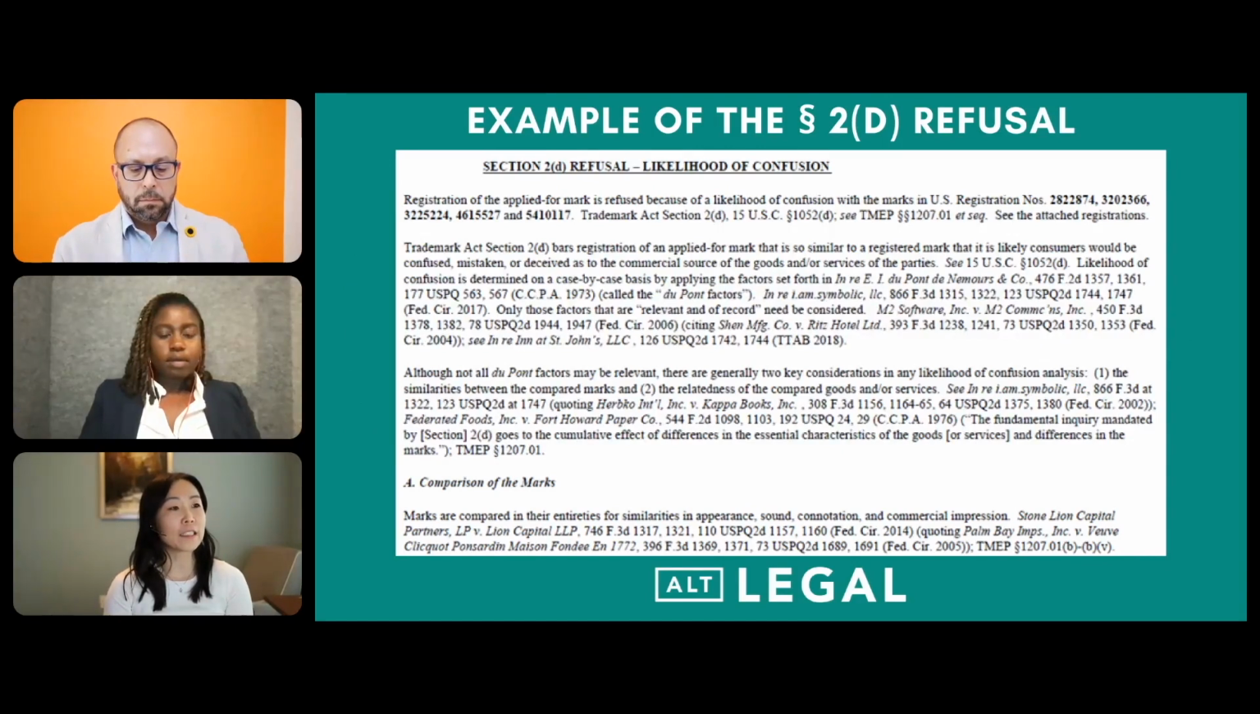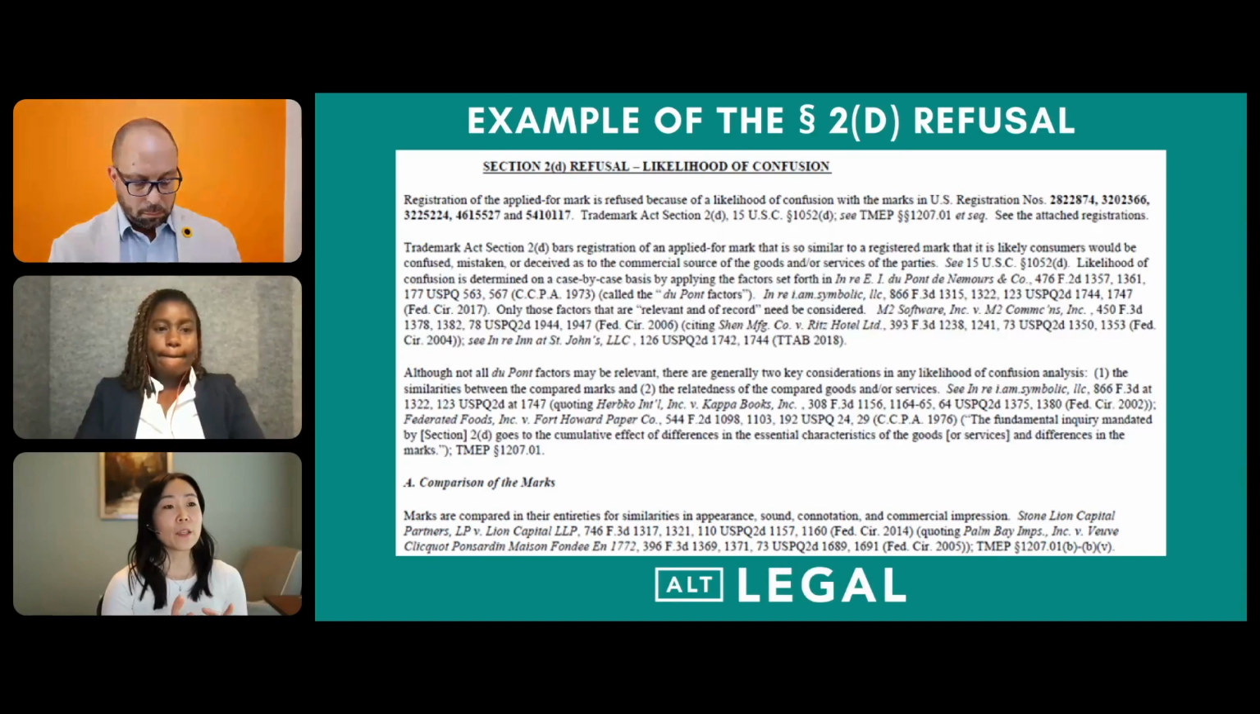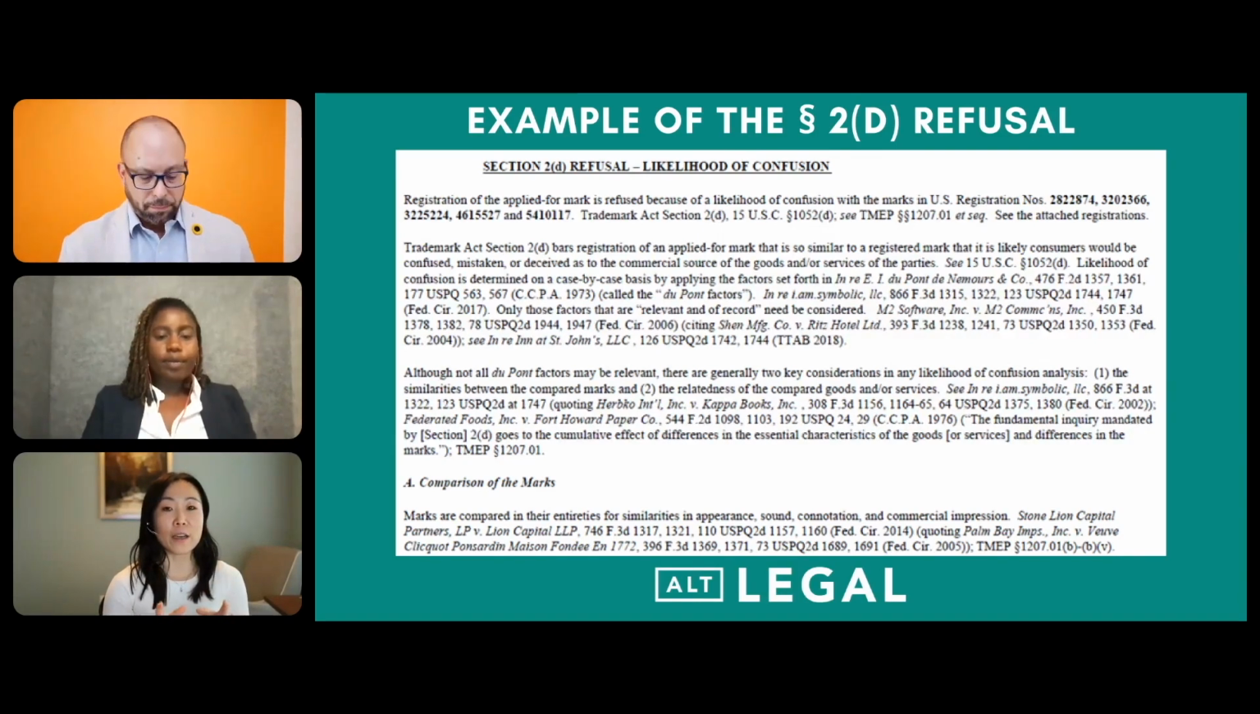Many of you have probably seen an example Section 2D refusal. It's an office action that says Section 2D refusal, likelihood of confusion, and in this particular case they cite 5 different registrations. They usually provide some analysis as to the similarity of the goods and services as well as the marks, and they may attach some evidence to support their argument. Like Erik said, let's take a look at the evidence. That's the first thing you do: look up those cited registrations and figure out what your next steps are.